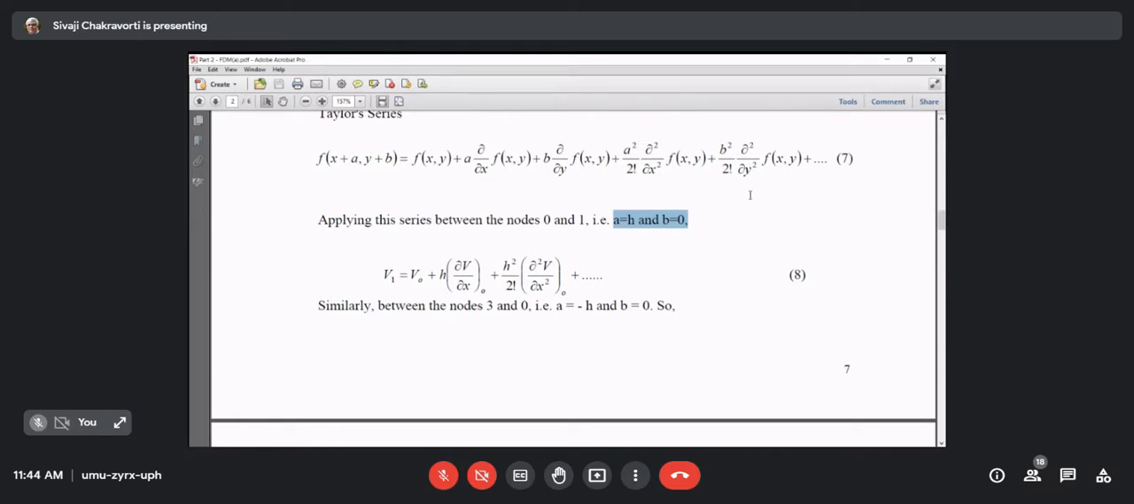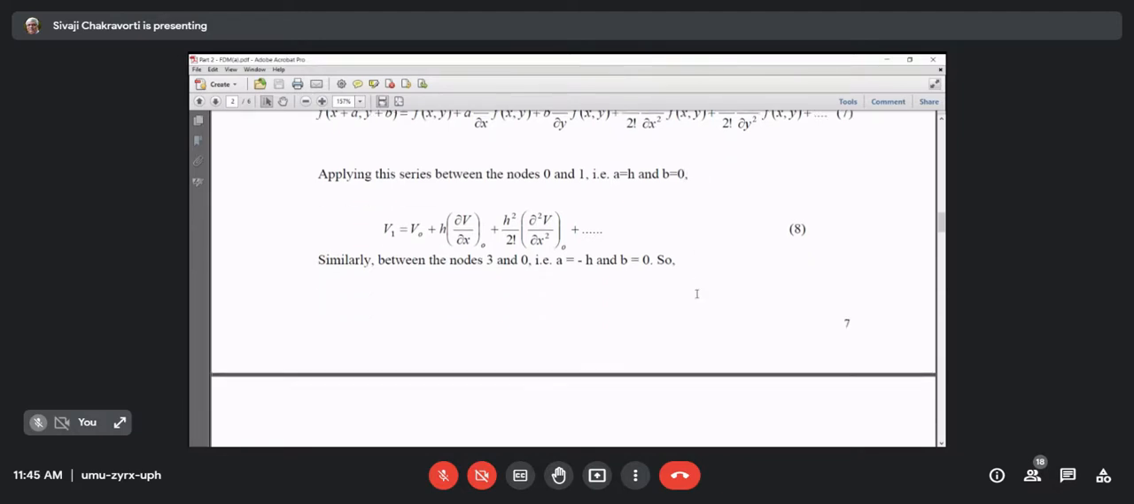Then a square by factorial 2, so h square by factorial 2. Then del 2 v del x square at xy, that means at node 0, and I am ignoring the higher order terms. And since I am ignoring the higher order terms, that will bring some error in my field computation. This is what I try to tell, that why the errors come.